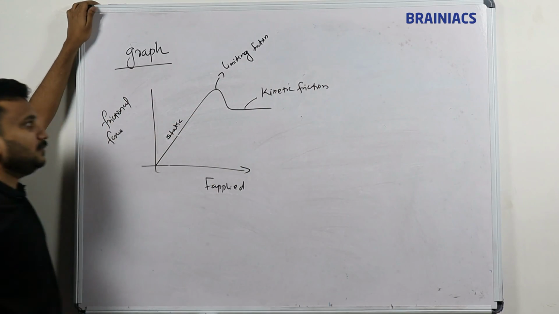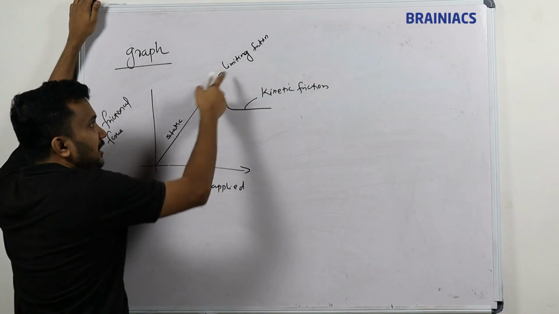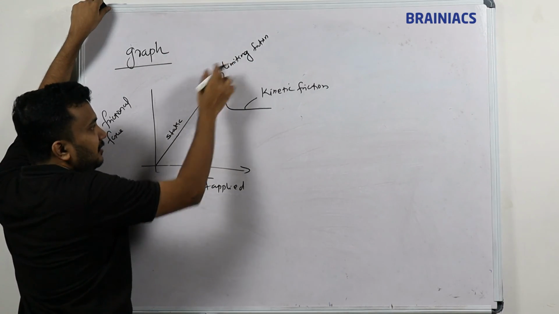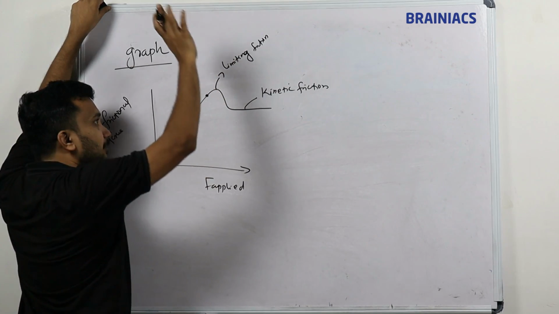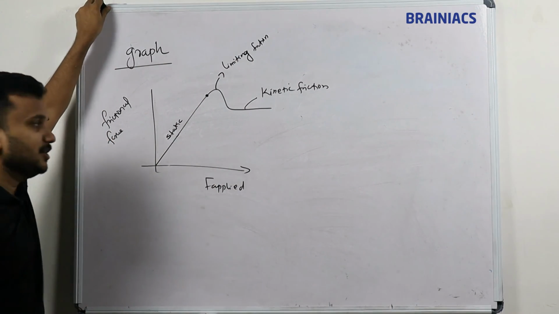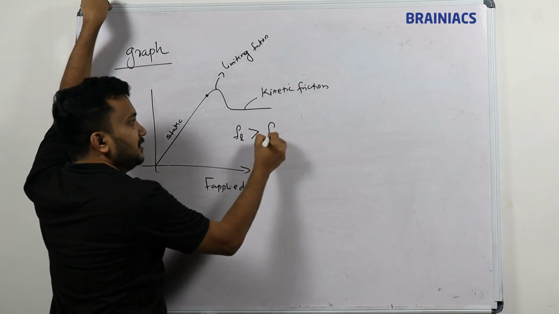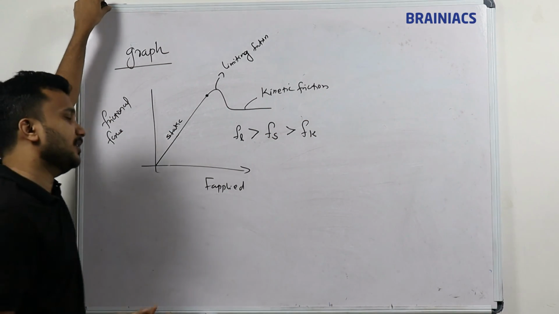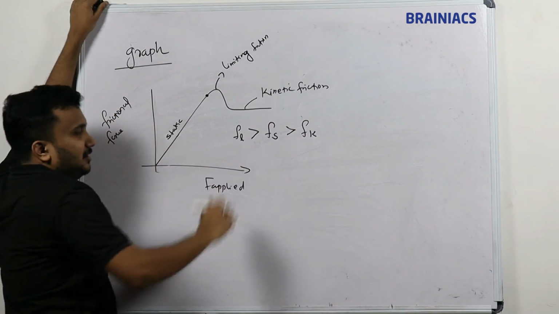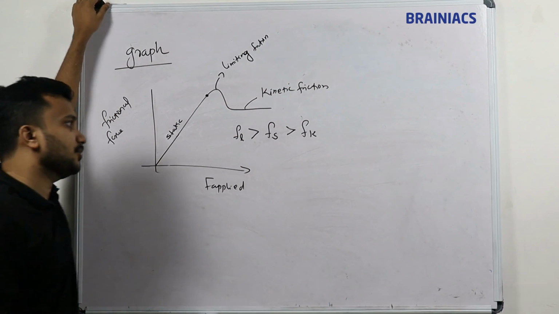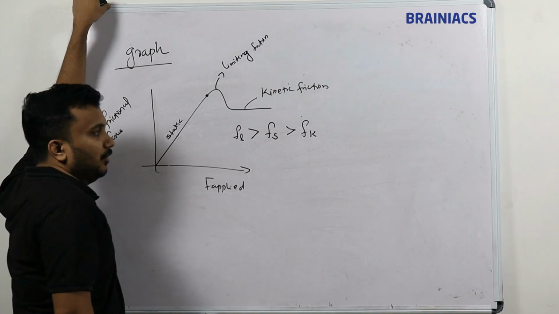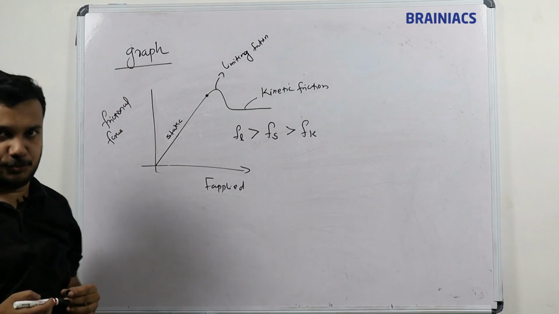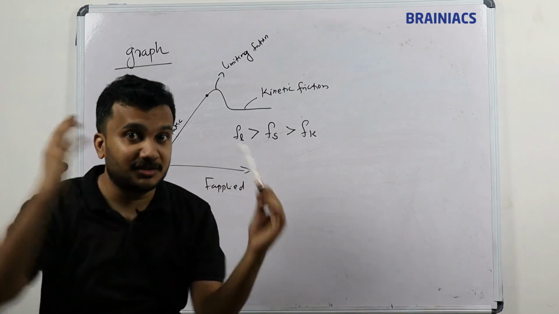So three things will be there: static friction, limiting friction and kinetic friction. From this plot, if you mark a point here, you can understand static friction is in second position, limiting friction is the maximum position, and kinetic friction is a lower position. So I can say limiting frictional force is greater than static frictional force, which is greater than kinetic frictional force. It may be equal also, but in general limiting friction is greater than static, which is greater than kinetic. So this is the plot for the frictional force with the applied force. Hope you understand the concept very clearly.